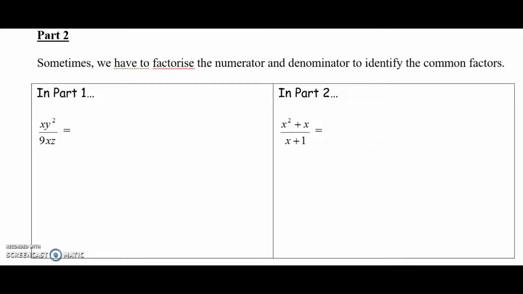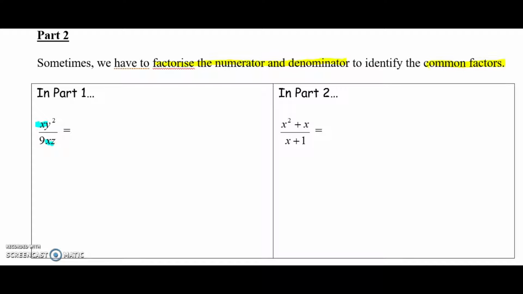For part 2, we will learn how to simplify algebraic fractions by factorizing the numerator and denominator to identify the common factors. By using this method for questions in part 1, we want to simplify xy squared over 9xz. When we compare the numerator and denominator, we realize that x is the common factor for both numerator and denominator.